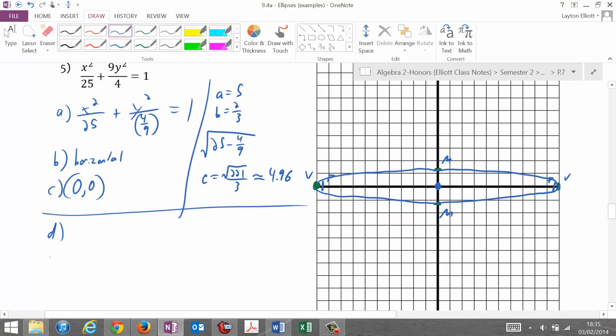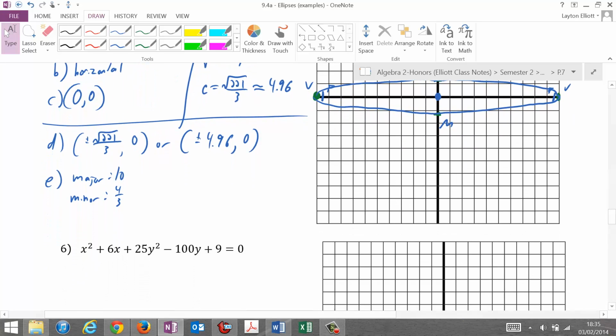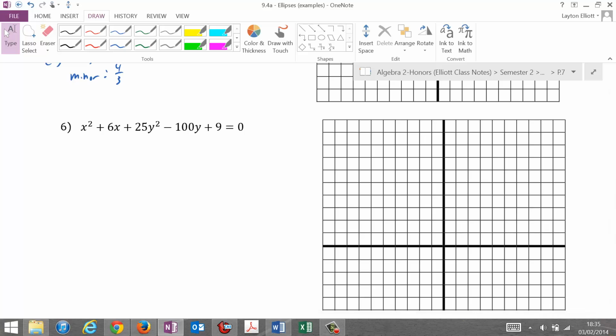But my foci have coordinates of plus or minus root 221 over 3, comma 0, or plus or minus 4.96, comma 0. Major axis length is 10, and minor axis length is 4/3. And that's it. Number 6, looks like we need to complete some squares here, so let's do that.